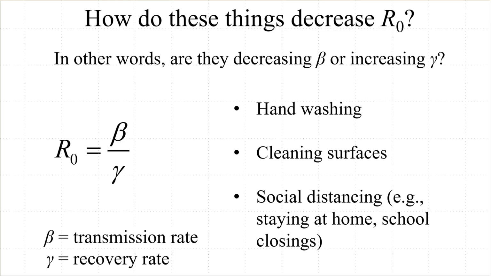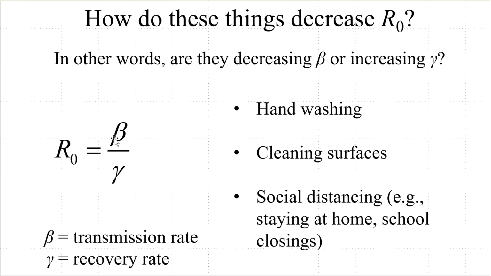Right? So let's think a little bit about what we're doing with all the things the CDC is recommending to flatten the curve. How does it change R naught? Right? How does hand washing decrease R naught? Is it changing beta or is it changing gamma? What about cleaning surfaces or social distancing? Right? The subject of those 2 papers we were talking about, and the reason you're watching this on a video and not sitting in a classroom with me, right? All 3 of these things are changing beta, and they're all trying to decrease beta.